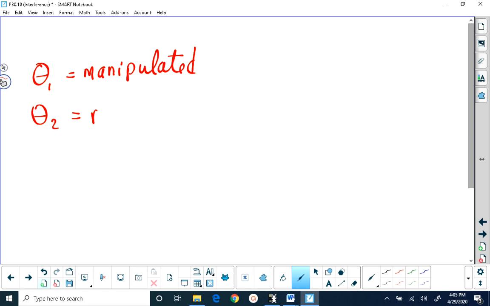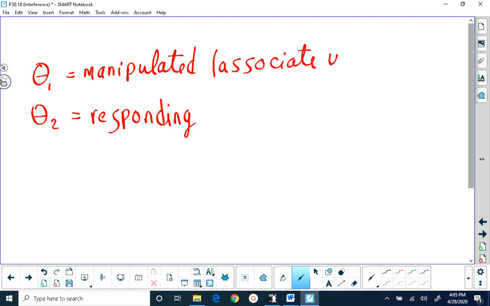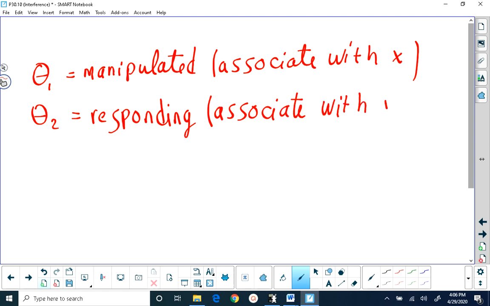Theta 2, of course, was the responding variable. And we want to associate a manipulated variable with x. Be careful here, I'm not saying we're going to plot that on the horizontal axis. That won't work. And we always associate a responding variable with y.